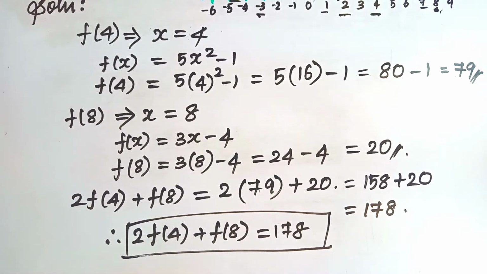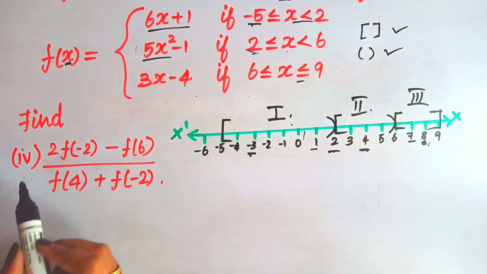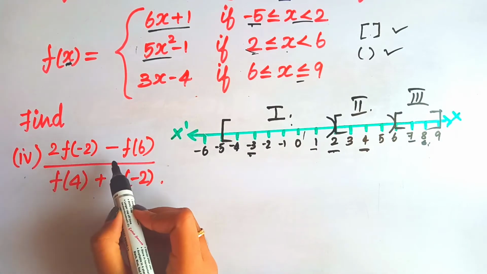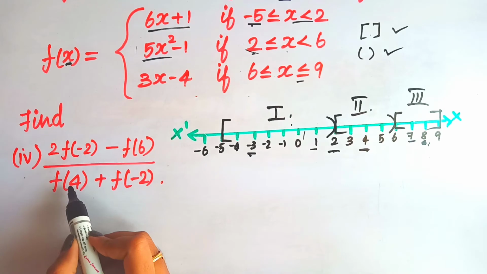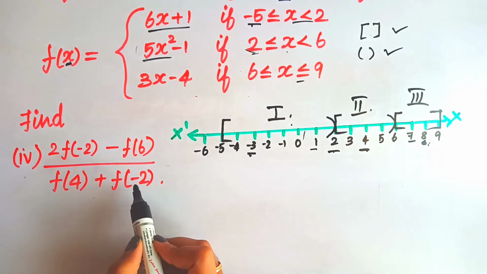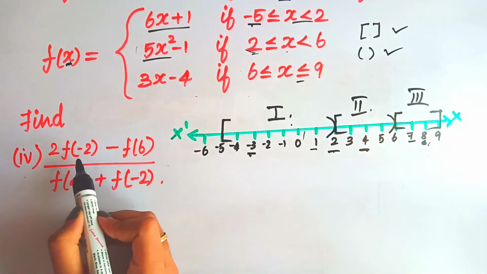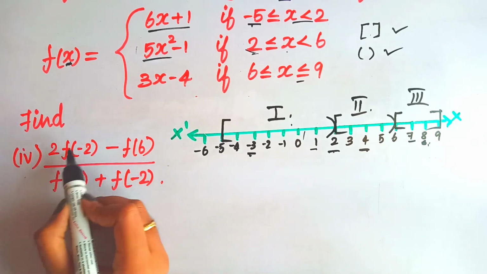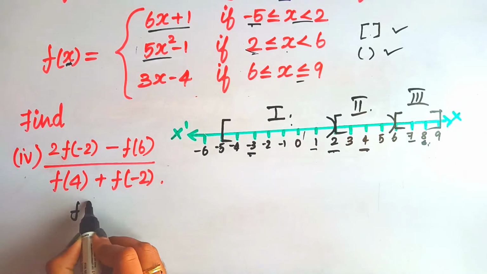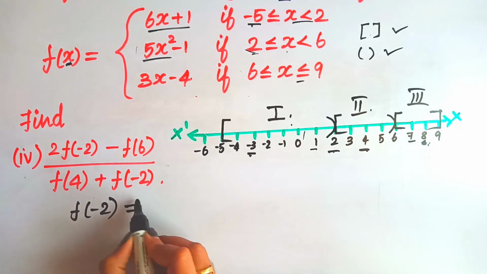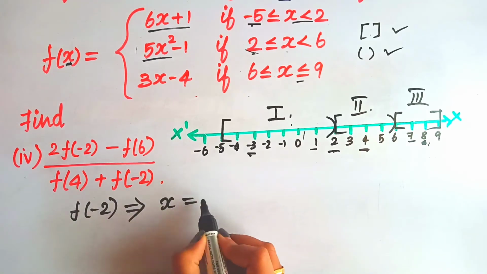Next sum, shall we look? Fourth subdivision: 2 into f of minus 2 minus f of 6 divided by f of 4 plus f of minus 2. Okay, so first what we have to find is f of minus 2. So f of minus 2 implies x is equal to minus 2.